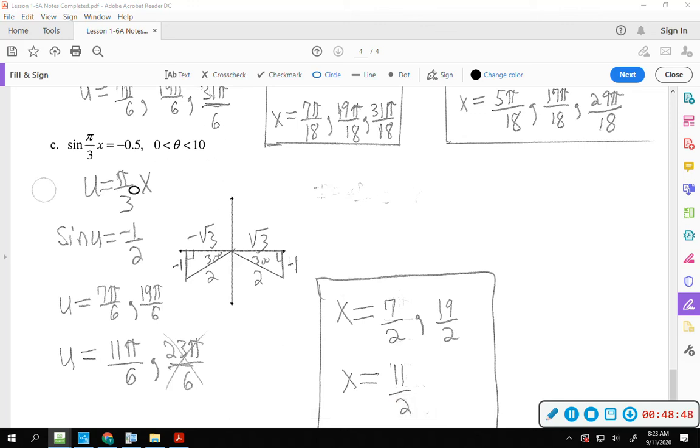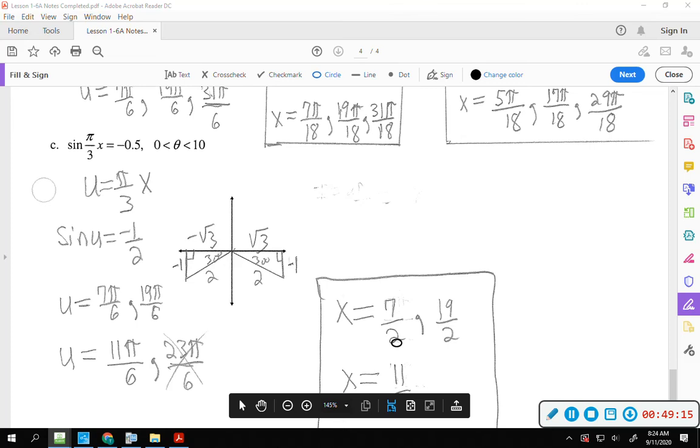Remember, each value of u is going to be multiplied by 3 over pi to solve for x. If u equals pi over 3 times x, then x equals 3 over pi times u. So each u is being multiplied by 3 over pi. Cancel the pi's. 3 and 6 cancel to give 7/2. Let's do this one next because that's the next smallest. Multiply by 3 over pi. Pi cancels. 6 divided by 3 is 11/2.